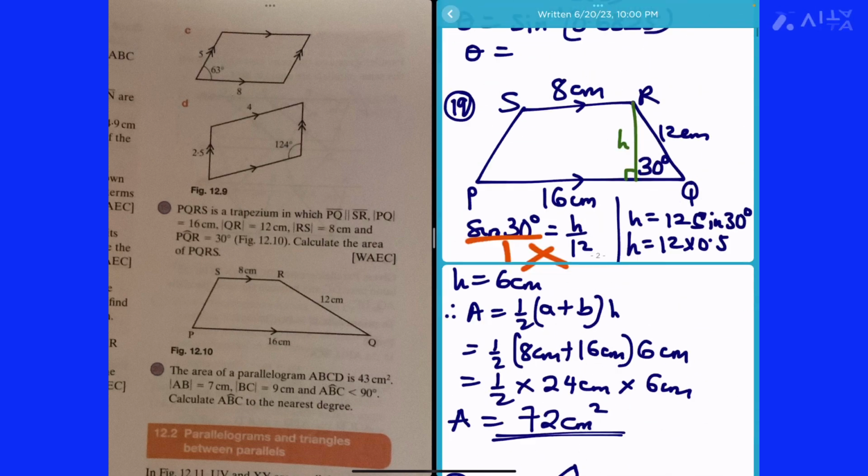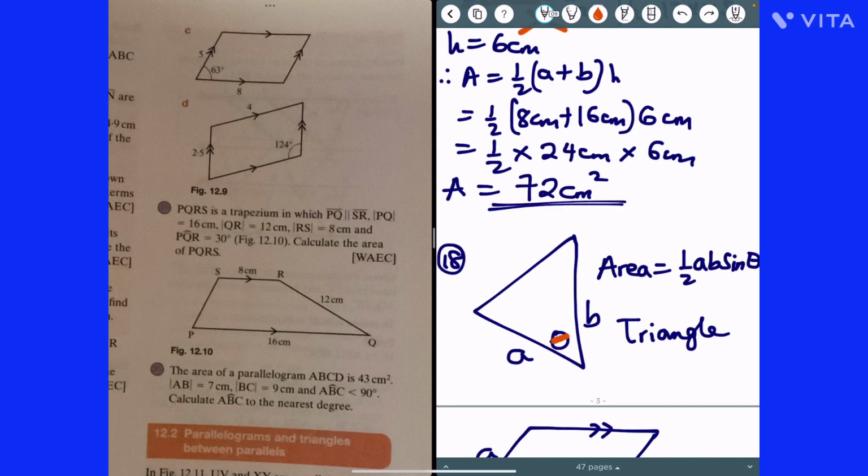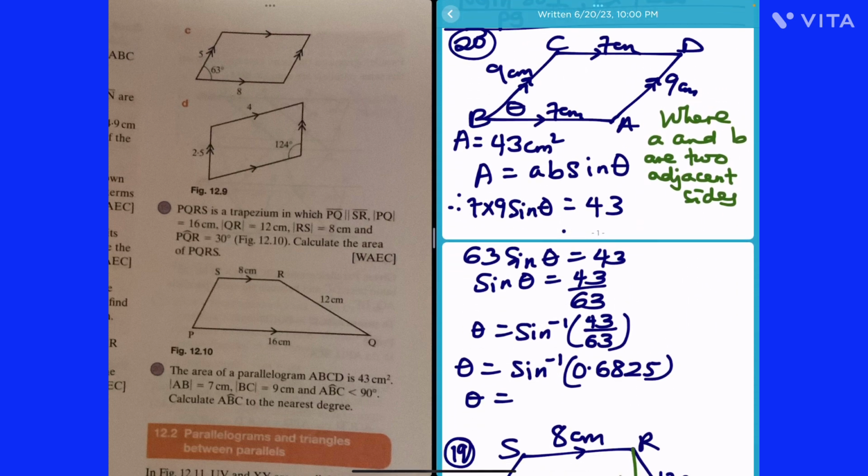So after getting your vertical height at 6 centimeters, you have everything you need to find the area of the trapezium. This is my vertical height here now. So I can now do half AB. This is my A, 8 centimeters. This is my B, 16 centimeters. So you can now do half open bracket A plus B times h: 8 plus 16 times 6 to get the area of the trapezium.